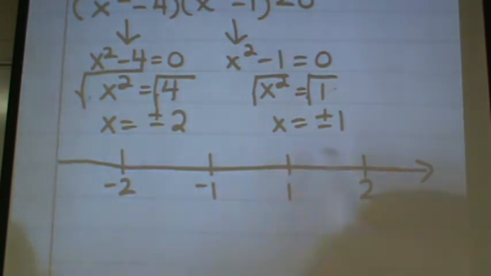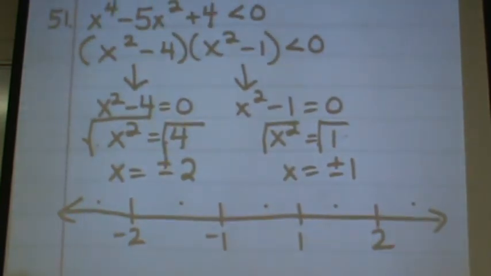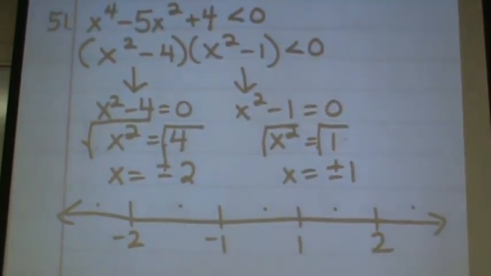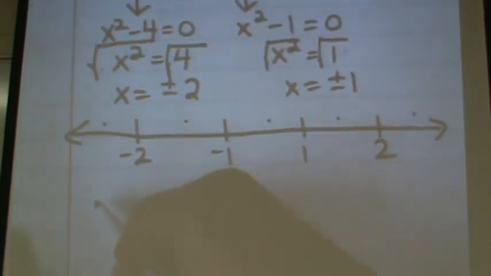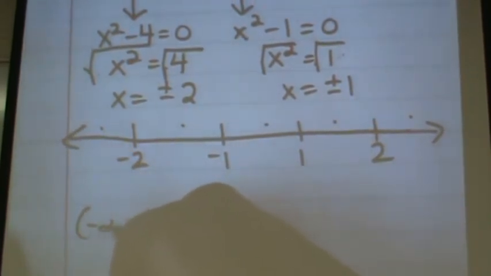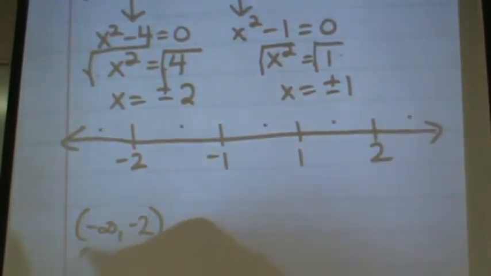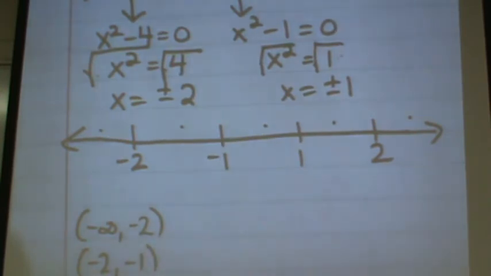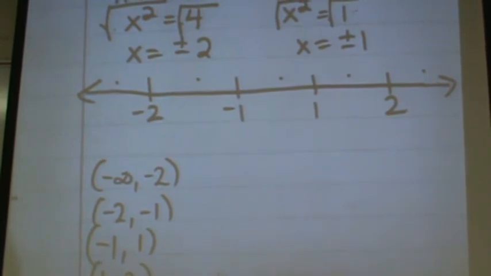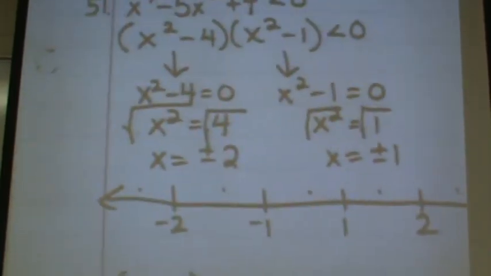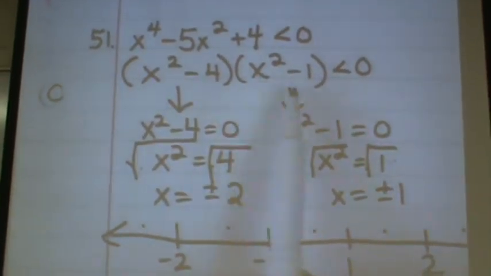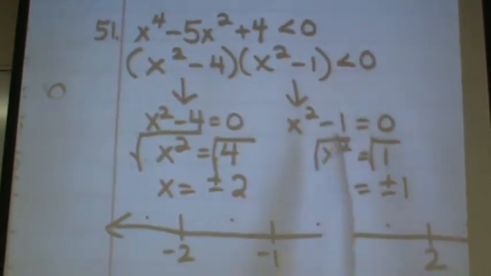We have, in order, -2, -1, 1, and 2. Now this is a big one. We have 1, 2, 3, 4, 5 regions that we have to test. So here we go. We're going to test from negative infinity to -2, -2 to -1, -1 to 1, 1 to 2, and 2 to positive infinity. Okay, so we're looking for where we get a number less than 0.